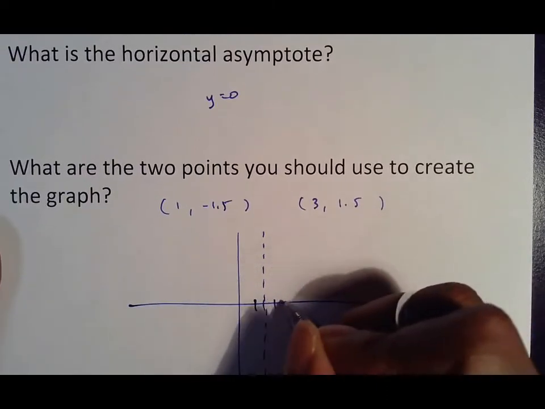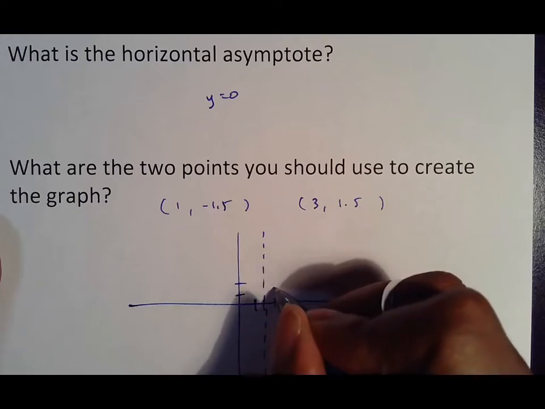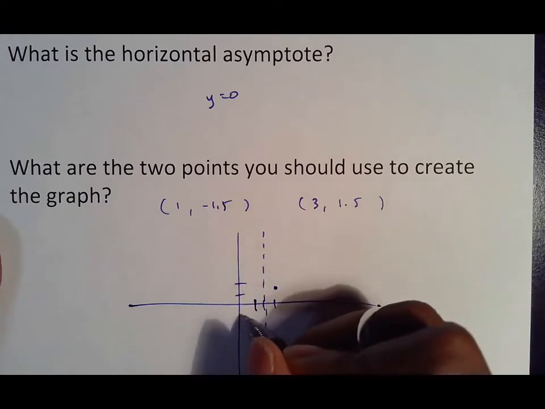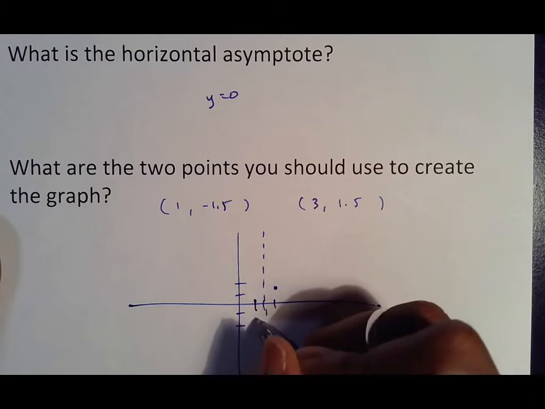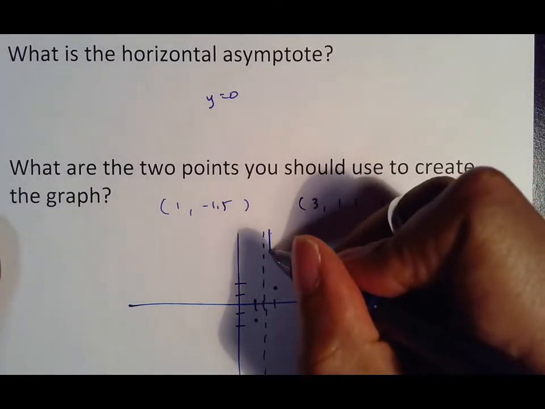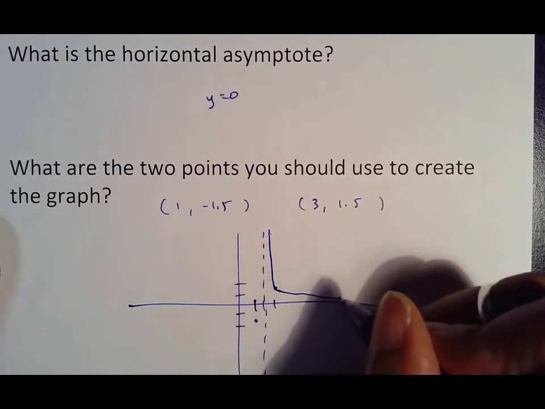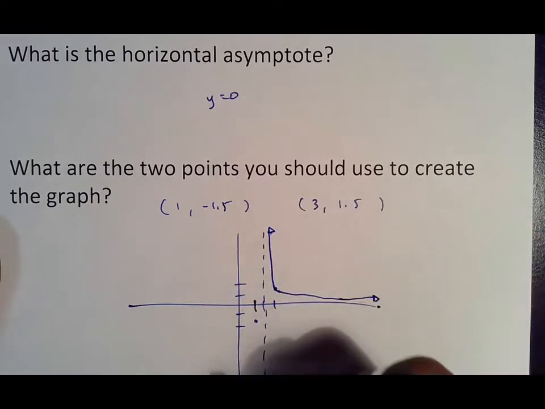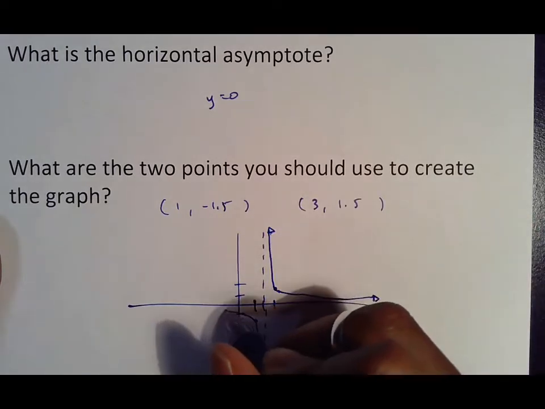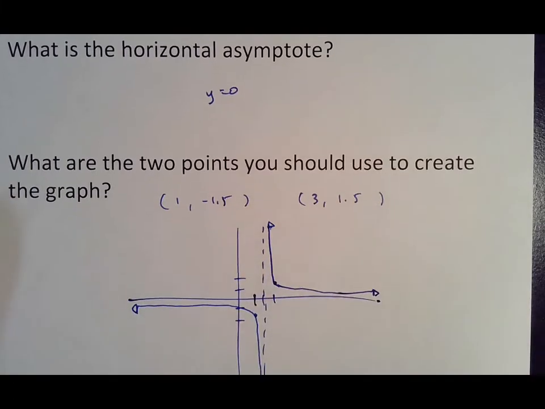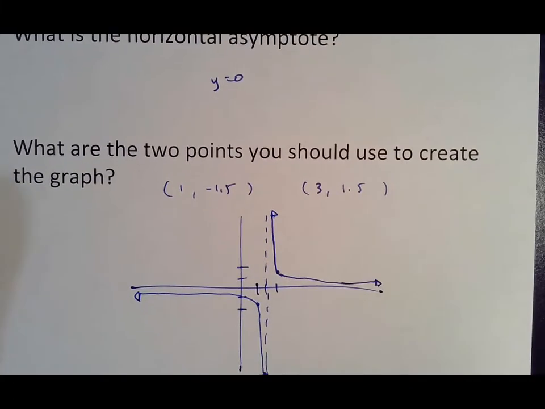I'm sorry, 3, 1.5 is about here. Again, it doesn't need to be perfect. 1, negative 1.5 is going to be about here. And again, all you have to do is draw your line through it and just make sure it does not touch either one of those two asymptote lines. And that's all.